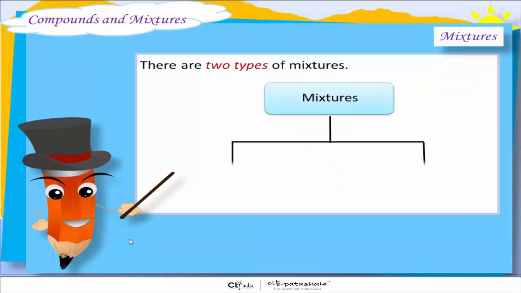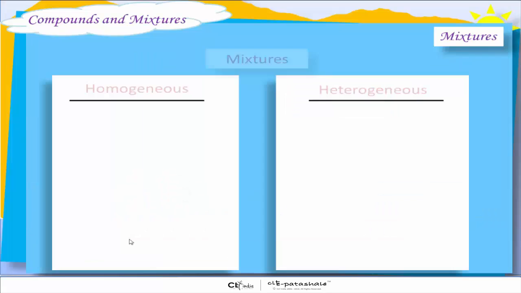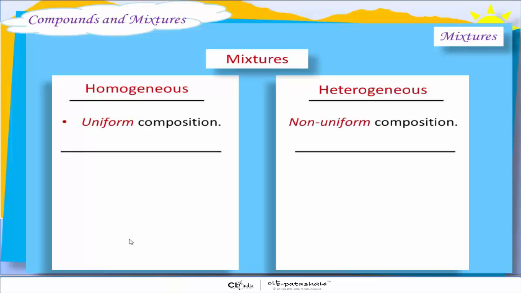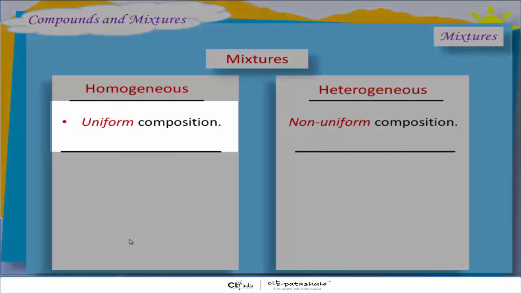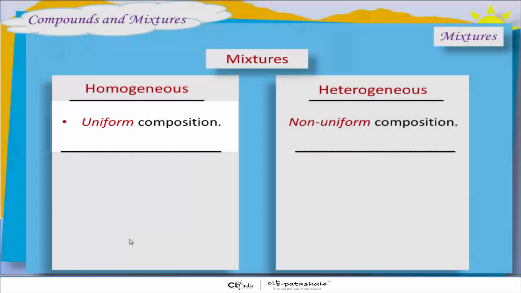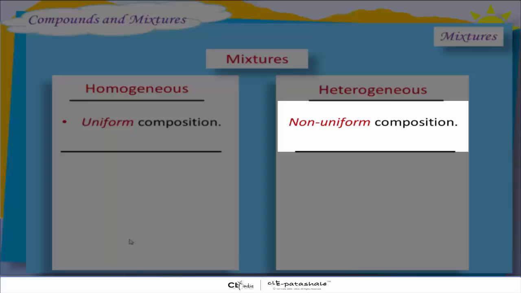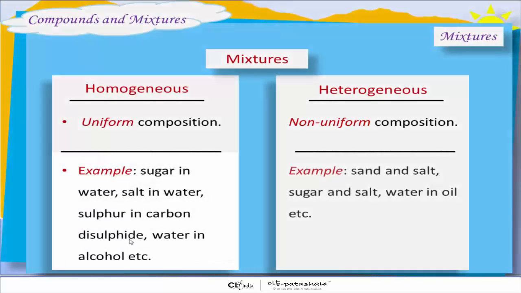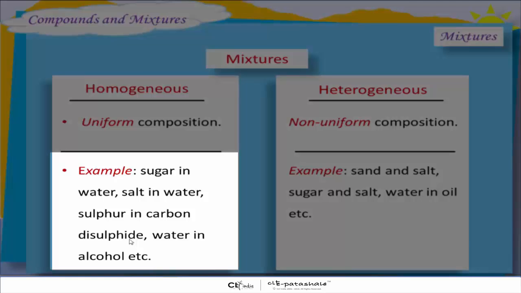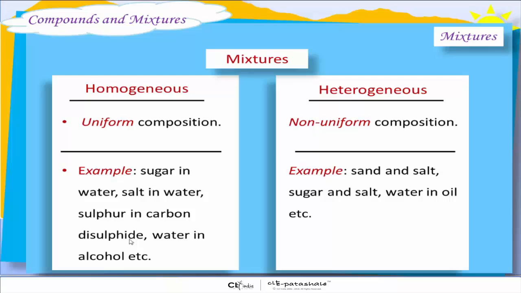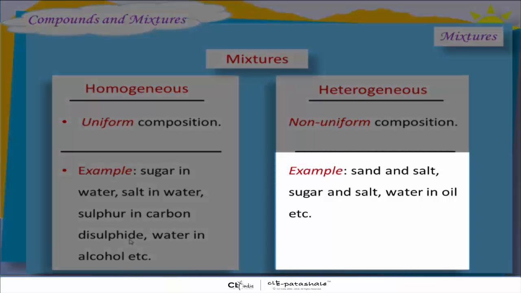There are two types of mixtures, homogeneous and heterogeneous. Now let us study about these two types of mixtures. In homogeneous mixtures, the composition is uniform, whereas in heterogeneous mixtures, it is non-uniform. For example, homogeneous mixtures include sugar in water, salt in water, sulfur in carbon disulfide, water in alcohol, etc. Now what is a heterogeneous mixture? Examples include salt and sand, sugar and salt, water in oil, etc.